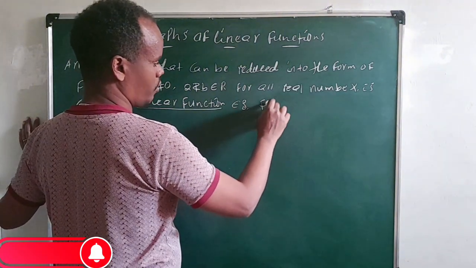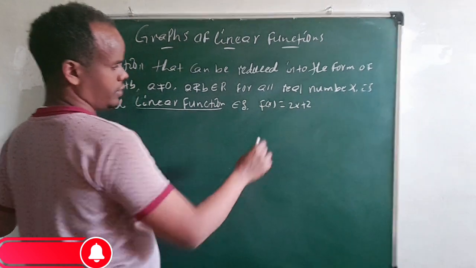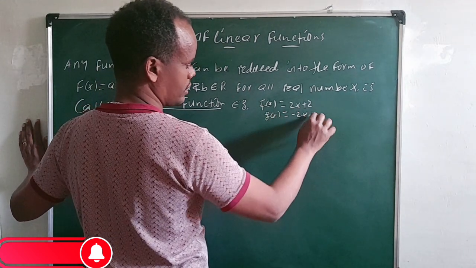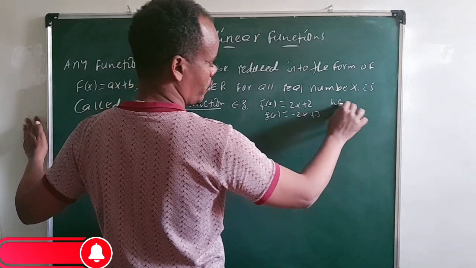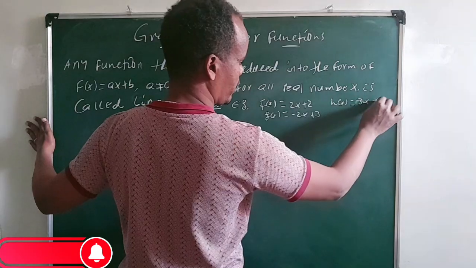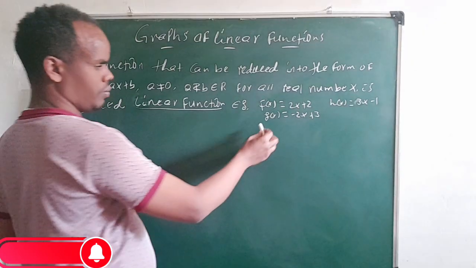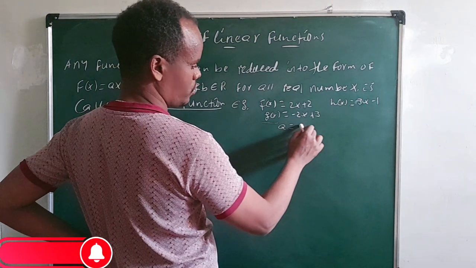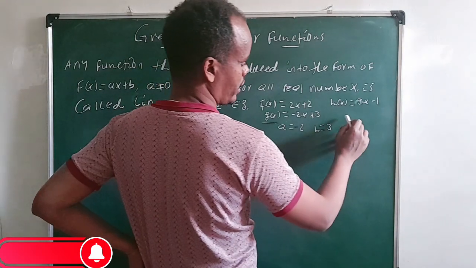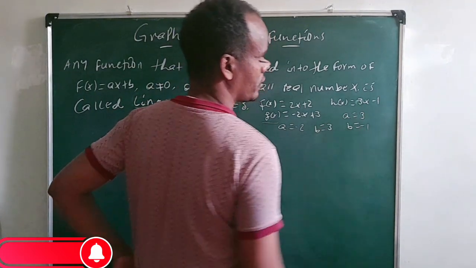f(x) = 2x + 2, g(x) = -2x + 3, and h(x) = 3x - 1. Those are examples of linear functions. For example, in g(x), a is equal to -2 and b is equal to 3. And in h(x), a is equal to 3 and b is equal to -1.